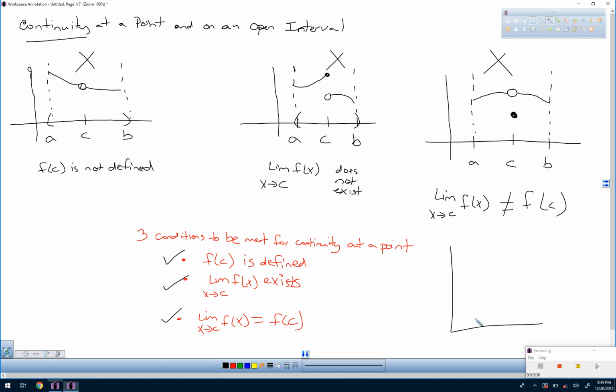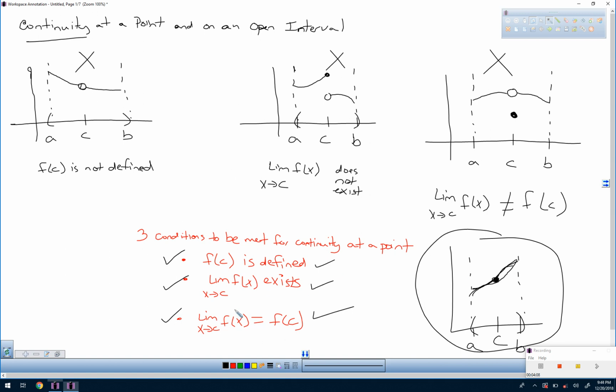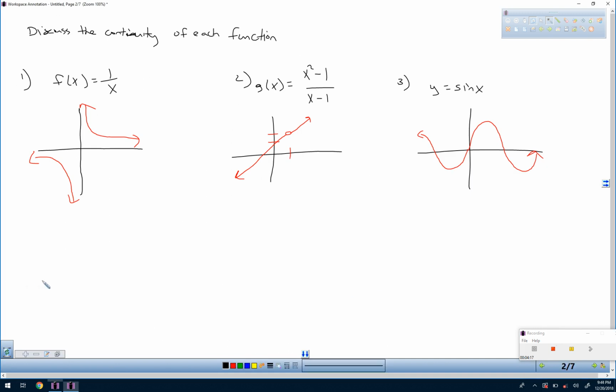In order for it to be continuous, on the open interval from A to B, some point C, the function would have to be defined at that point, and the limit would have to exist. And wherever the function is defined, the limit has to be equal to that also. So you can see, out of all of these images, this is the only one that is truly continuous, and it's the only one that matches all three of those conditions. And so that's what we talk about when we talk about continuity.